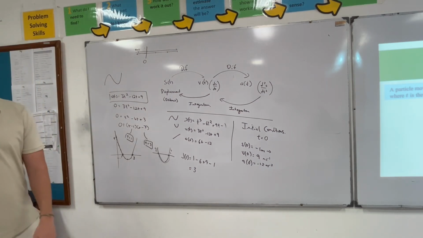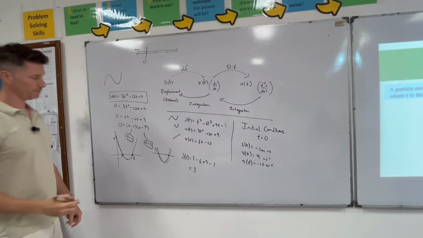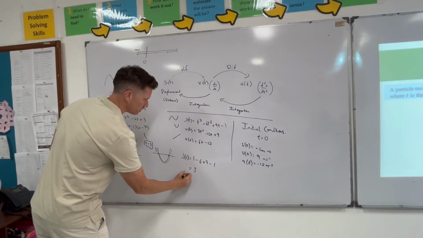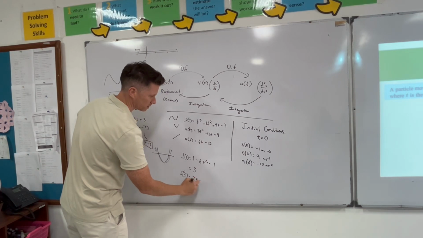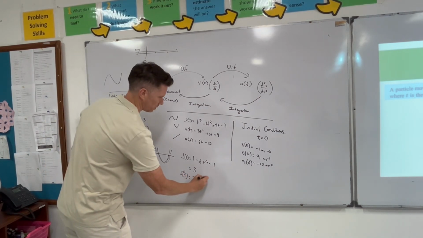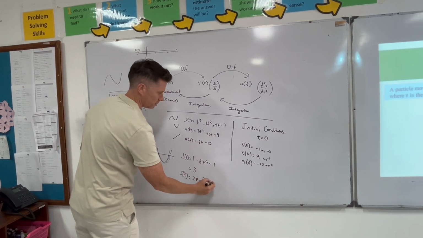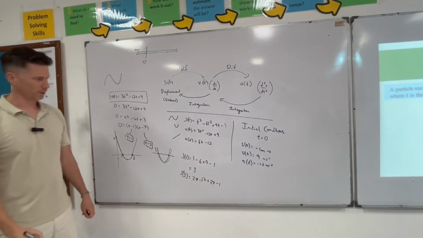How far back does it go? Does it go back to where it started? To 3. So you've got to sub in 3. So S with 3 in it. A bit more difficult now. I think it's 27 minus 36, plus 27 again, minus 1. Well, that's nice, isn't it?